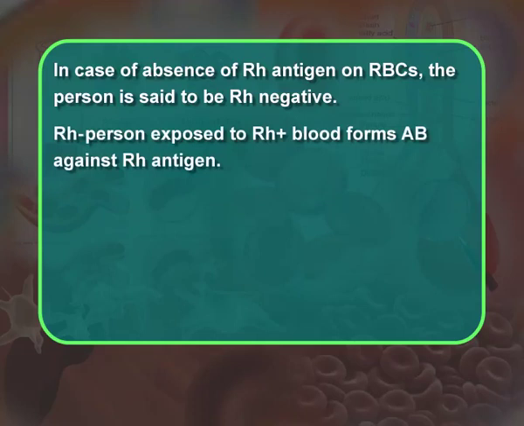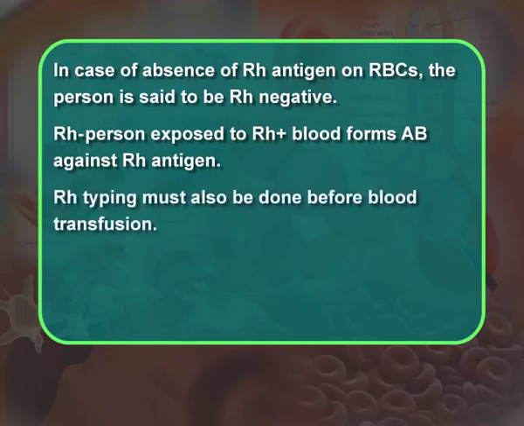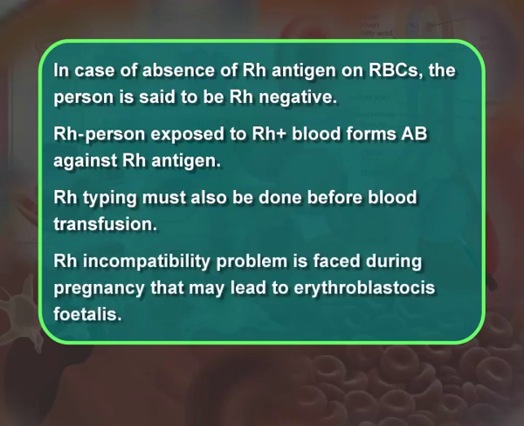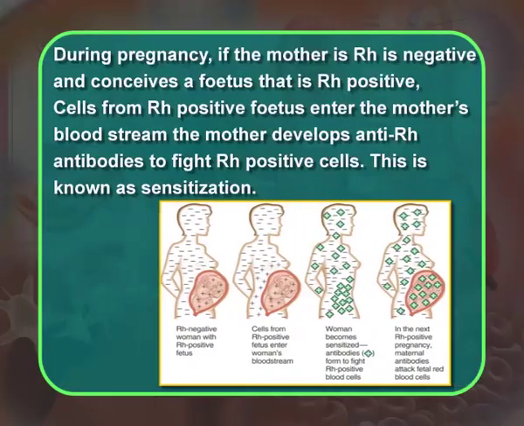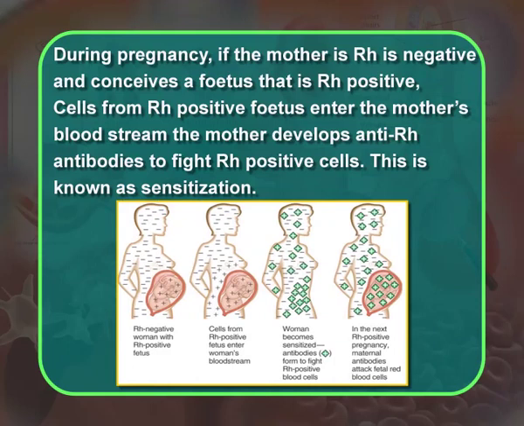Now, an Rh negative person exposed to Rh positive blood forms antibodies against Rh antigen. So, Rh typing must also be done before blood transfusion. Rh incompatibility problem is faced during pregnancy that may lead to erythroblastosis fetalis. What is Rh incompatibility? During pregnancy, if the mother is Rh negative and conceives a fetus that is Rh positive, the cells from Rh positive fetus can enter the mother's bloodstream, and the mother develops anti-Rh antibodies to fight these Rh positive cells. This is known as sensitization.